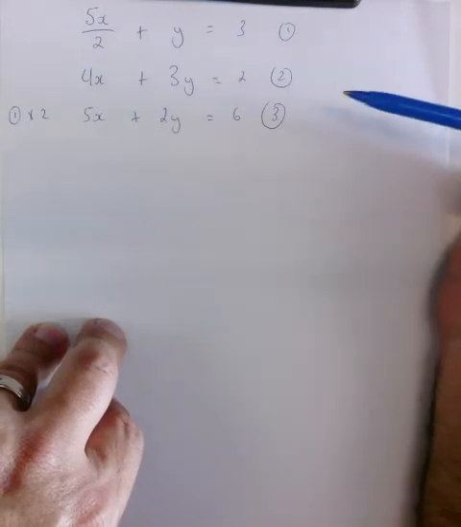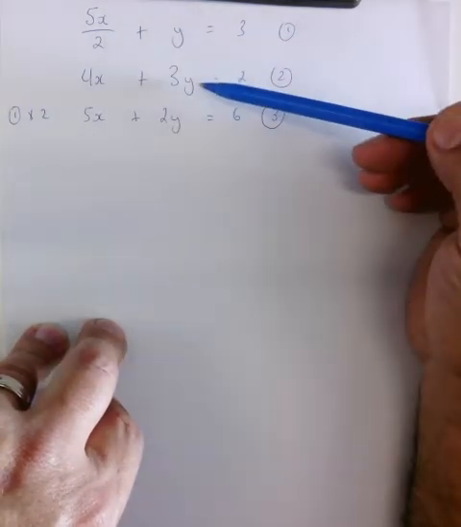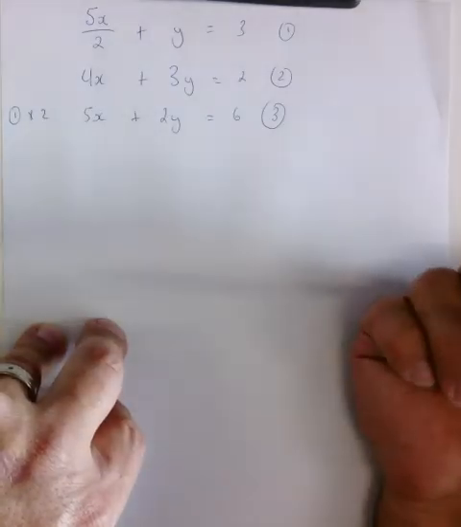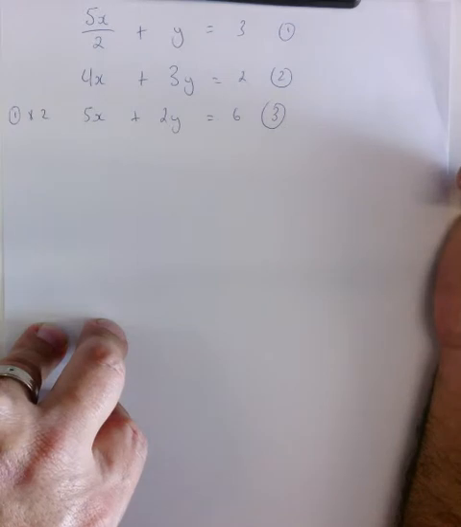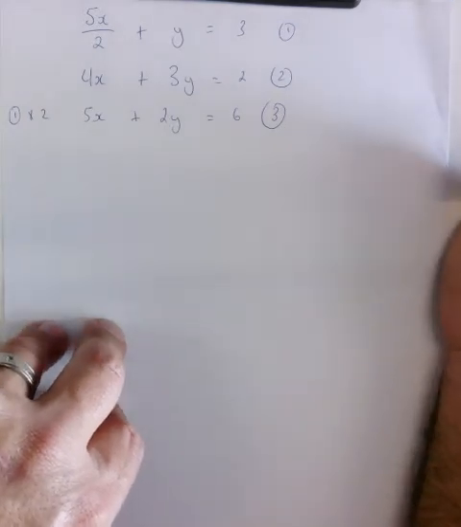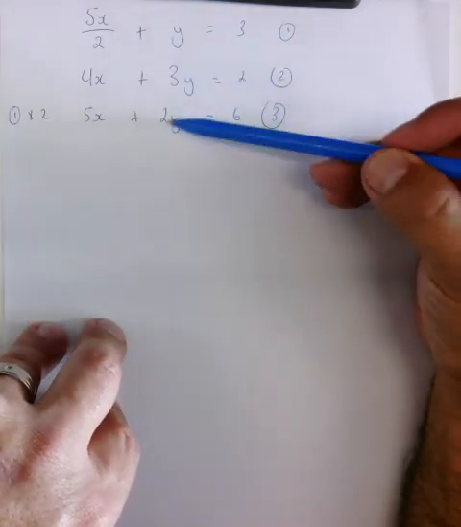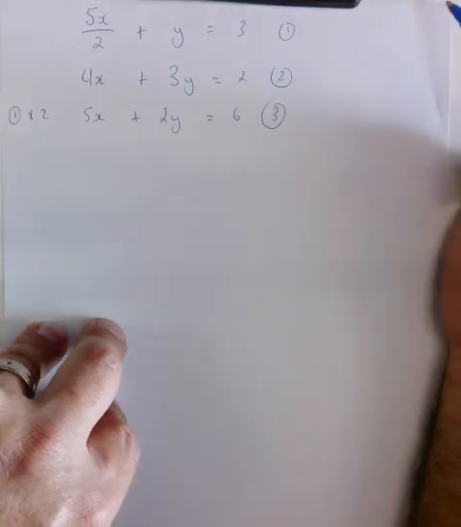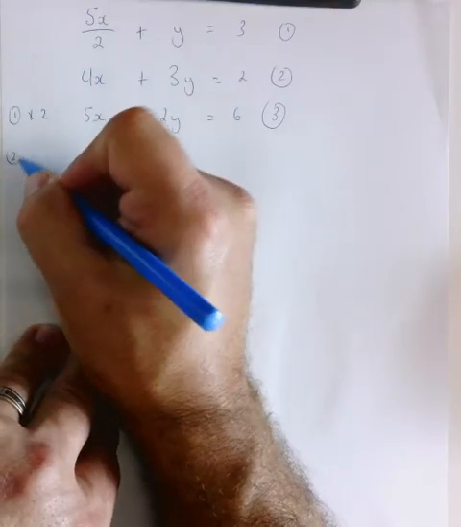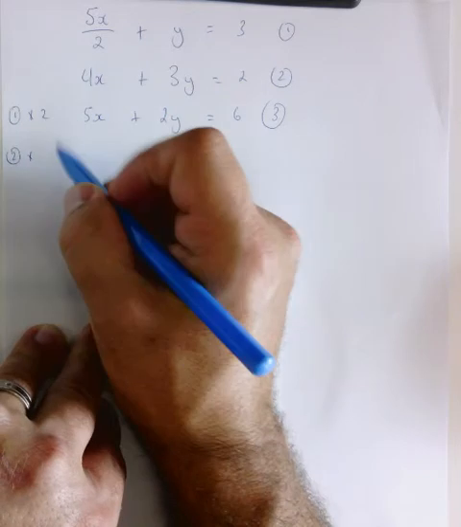Looking at the two equations, I think I'll get rid of the value of y first. So the first thing we need to do is think what's going to be a common coefficient of y for both. And looking at 3 and 2 will make it 6. So it means equation 2 will need to be multiplied by 2.